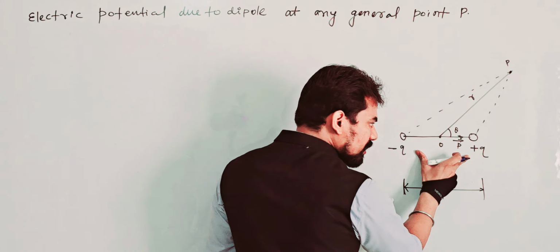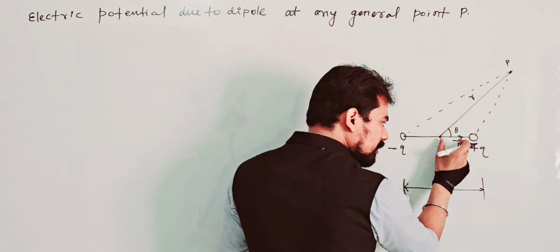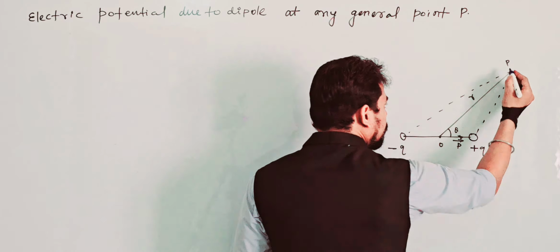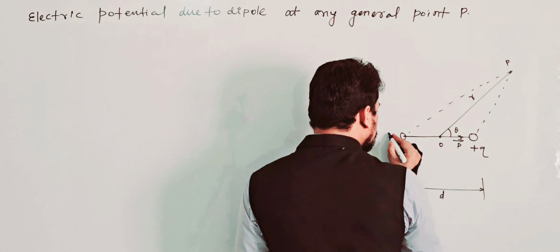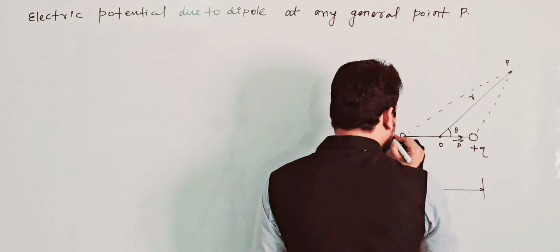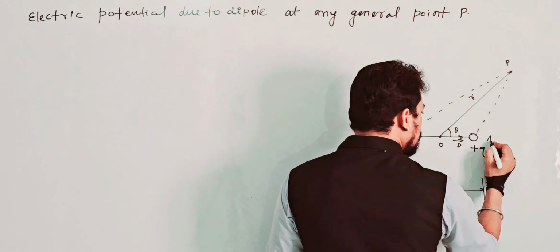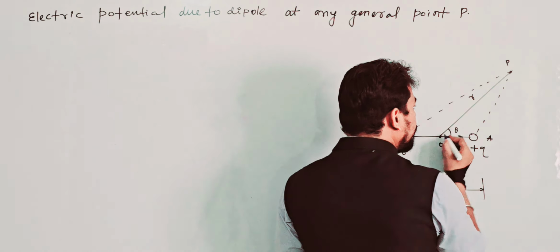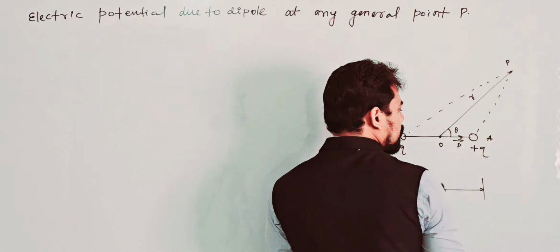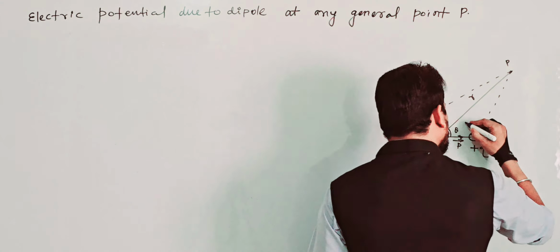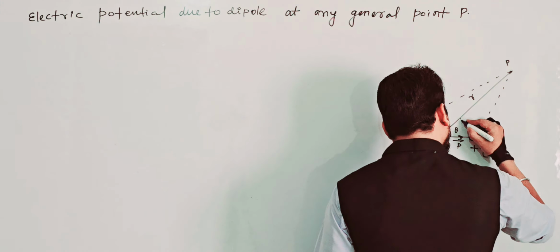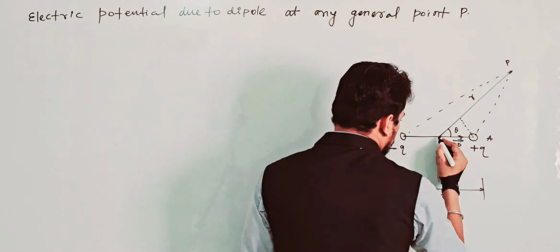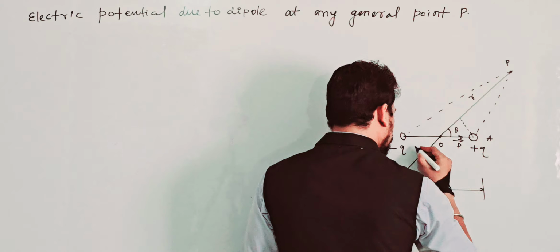It means this whole separation is d, and each half is d by 2. This is point P, this is O, this can be written as point B, and this is point A. From here to here, this is r separation. And we need to draw the perpendicular on the position vector from the positive charge and from the negative charge, from here to here.